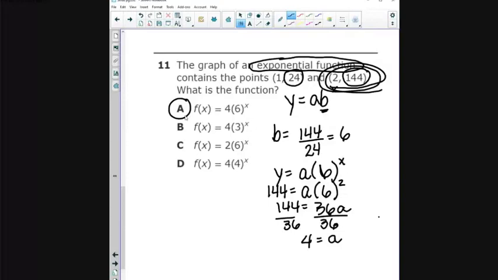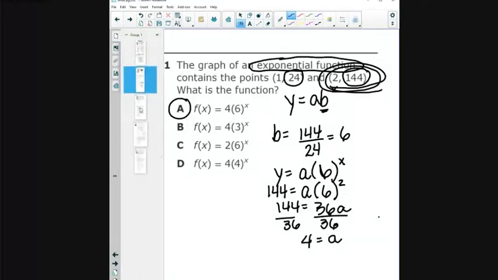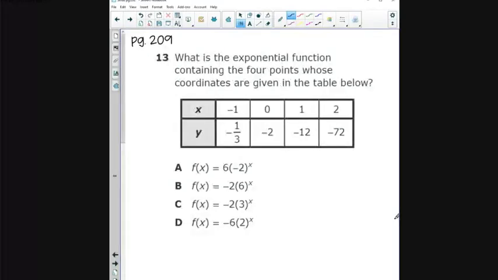Let's go to the next problem, number 13. What is the exponential function contained in the 4 points whose coordinates are given in the table below? Okay, so here you can actually find out by plugging in the table into the calculator, and it will tell you the equation. You can also do it by hand by calculating the ratios. Remember I told you that you can find B by doing the ratios.